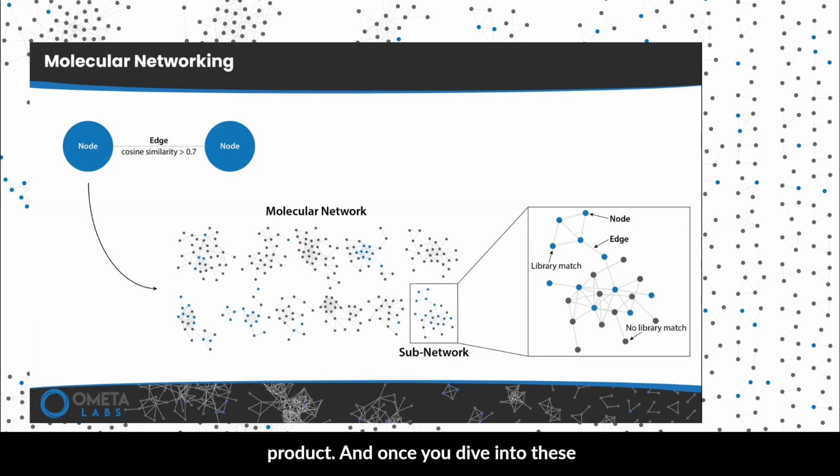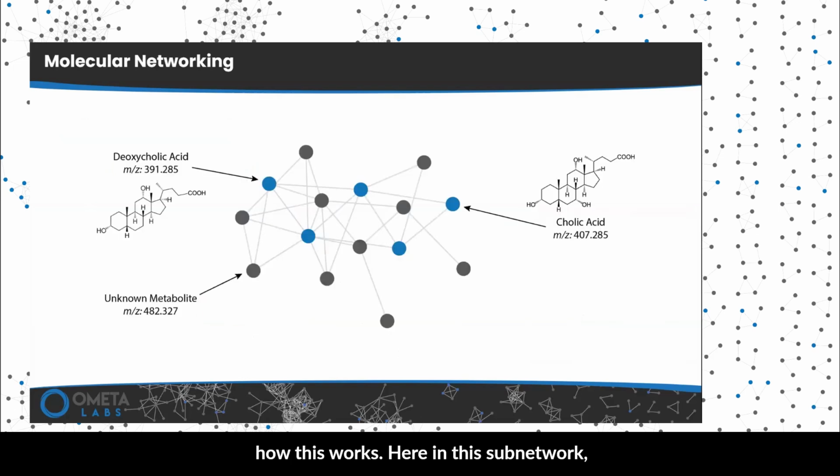And once you dive into these subnetworks, you'll see that some of the metabolites in the subnetwork have library matches and some do not. But now for those unknown metabolites, you have a list of known metabolites that are structurally related to your unknown metabolite of interest. Here's an example of how this works. Here in this subnetwork, all of the metabolites with library annotations are all different bile acids. And so it's not much of a leap to hypothesize that your unknown metabolite is also going to be a bile acid. So the next thing we're going to do is to dive in and try this ourselves.